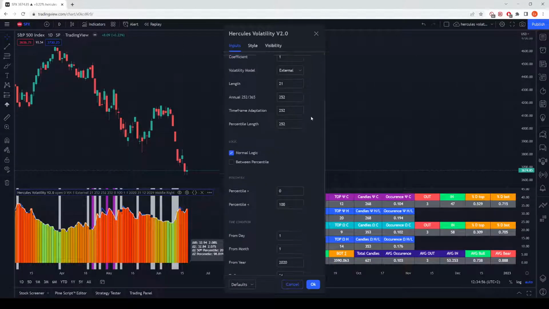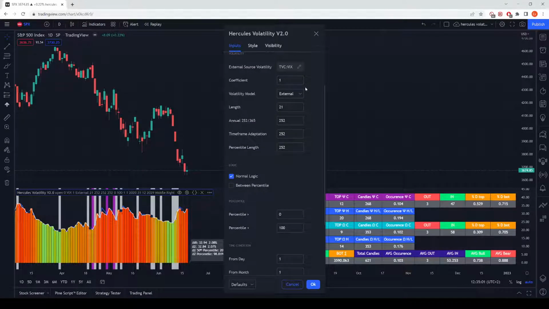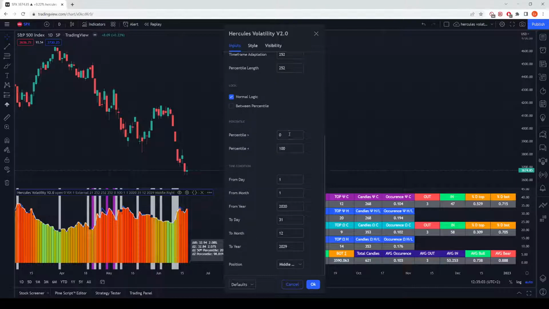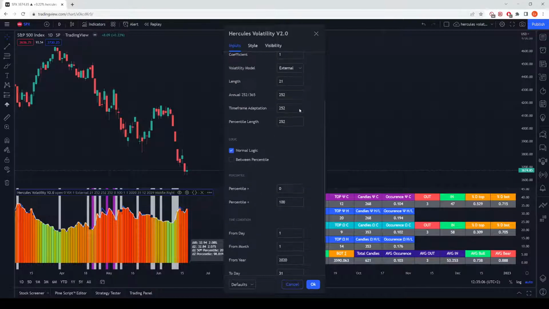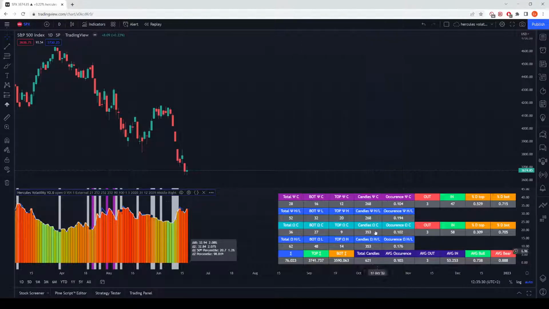I have included in this case the interface, which is going to be similar to the first version. However, I have improved the calculations from the inside, and now, for example, we are going to have the normal logic like we had before. Normal logic means that we don't care about the percentile where we currently are on the volatility, and between percentiles here we can calculate concrete moments from the past where, for example, we would be right now at 98.8, so we can go here between 90 and 100. And we can see the data.